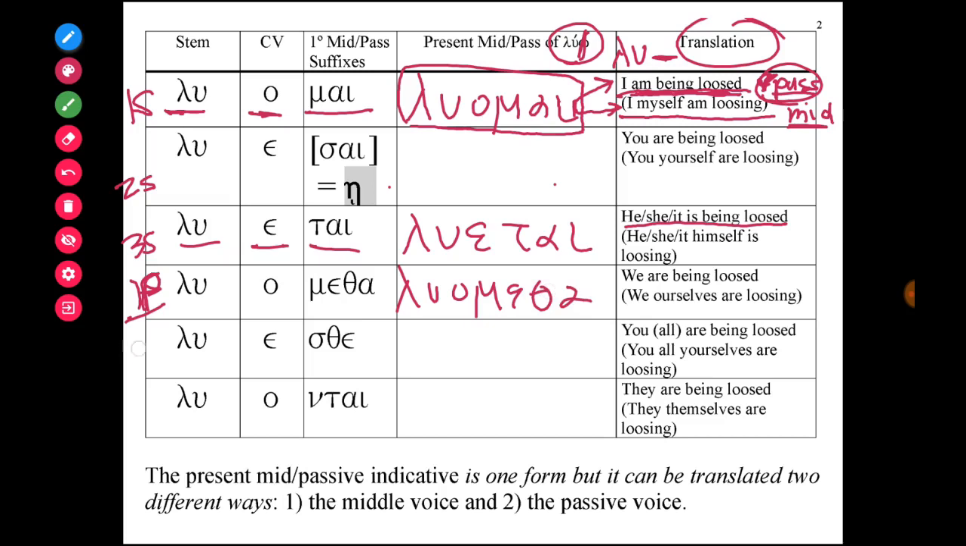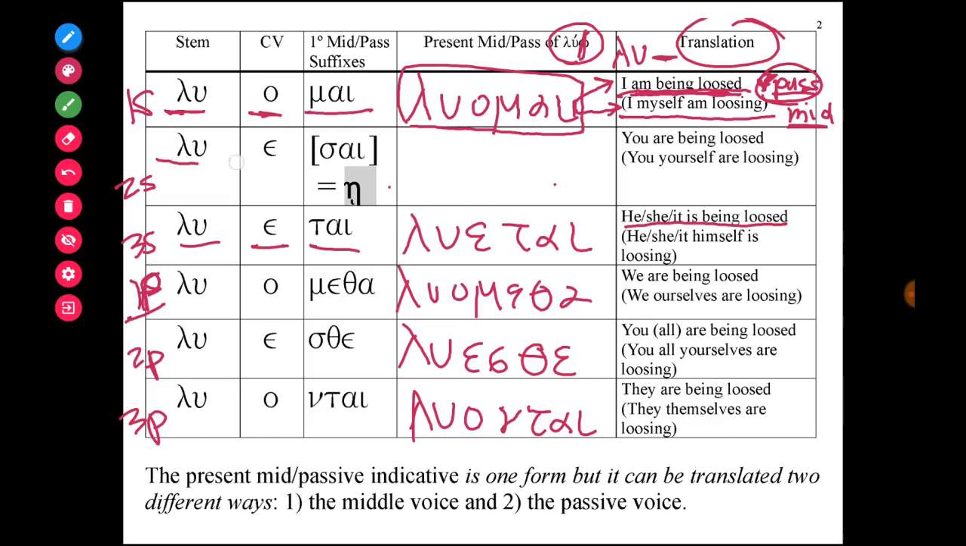To say you all are being loosed, second person plural form is luesthe. And to say they are being loosed, the third person plural form, it's luontai. But what about you are being loosed, singular? Well, we would think that if you add lu plus the connecting vowel epsilon plus sai, the form you would think you would see is luesai.